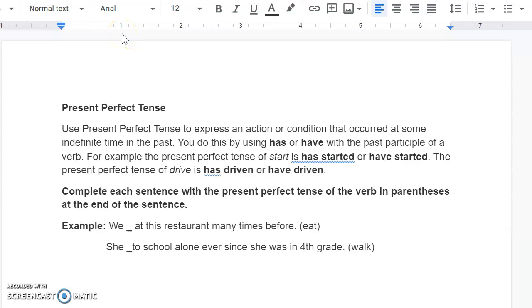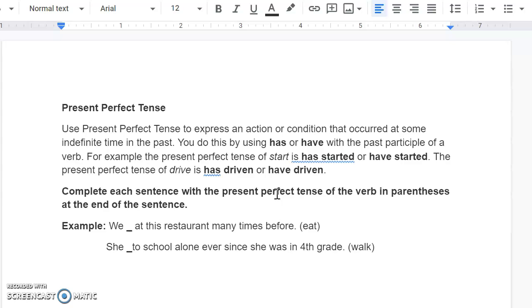Present perfect tense is when you express an action or a condition that occurred at some indefinite time in the past, meaning no specific time, it's just happened. And you do this simply by using has or have with the past participle of a verb. So if it's a regular verb like start, that would be has started or have started. If it's an irregular verb like drive, you don't say has drived or have drive, you'll say has driven or have driven. So what you'll do for your exercise is you'll complete each sentence with the present perfect tense of the verb in parentheses at the end of the sentence.